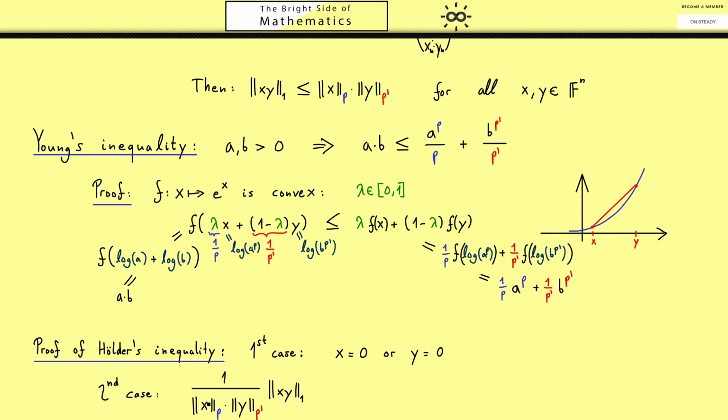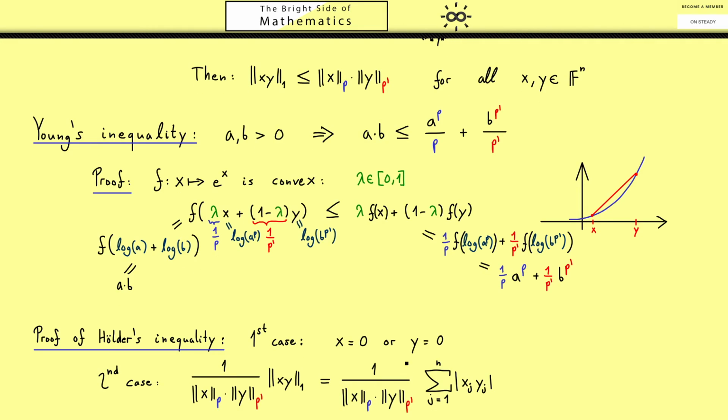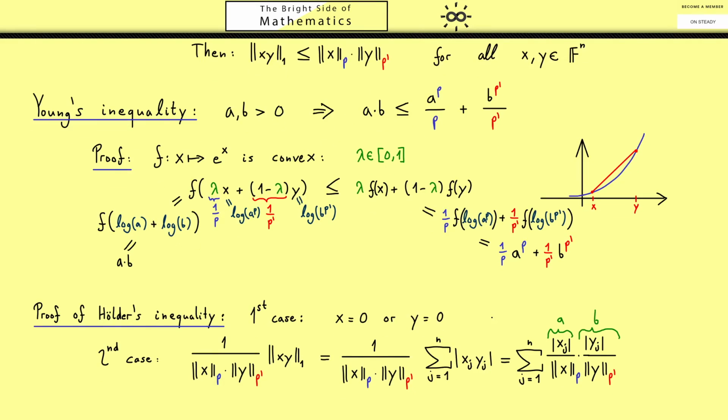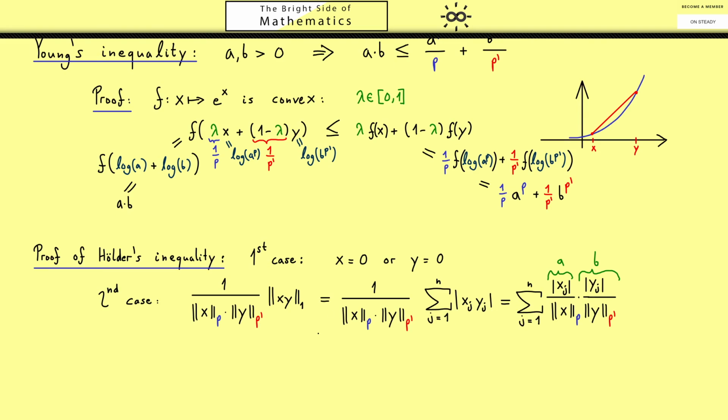Of course, now we want to bring this inside the norm and divide x by its p norm and y by its p prime norm. However, since I use this strange notation here, I bring in now the whole sum of the one norm. Here we have it, and we can pull in the norm into the sum and then into the absolute value. And there you should see now that we have two positive numbers, which we could call a and b, and then apply Young's inequality inside the sum.